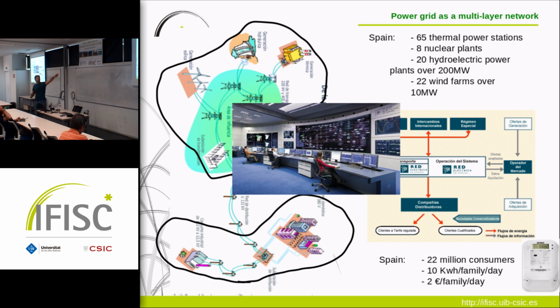That you have 65 thermal power stations and 8 nuclear power plants, and all these are synchronized in a network. Okay, so there are some synchronization issues and cascading effects that are related with complex systems. So from that side, there are works that study that.